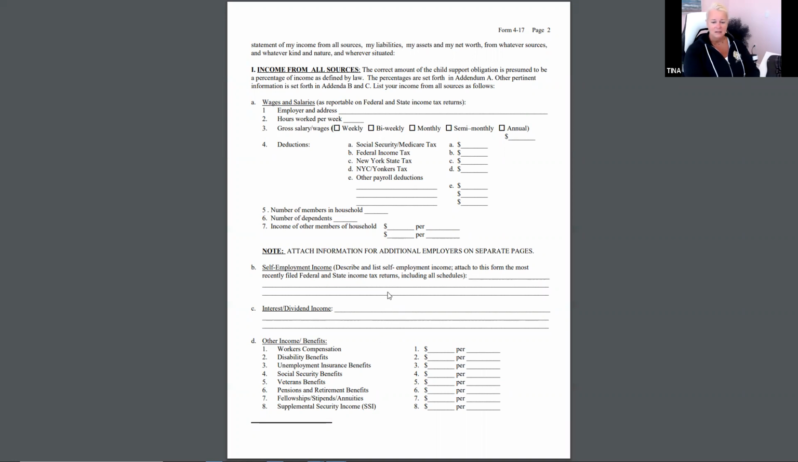All right. But around here, interest and dividend income, I've rarely seen it. That's for people who make a lot of money and they're living off their interest. So you won the lottery and you have a few million in the bank and you're living off your interest, that's where you put it. If you're living off dividends, if you don't know what that means, it's stocks.